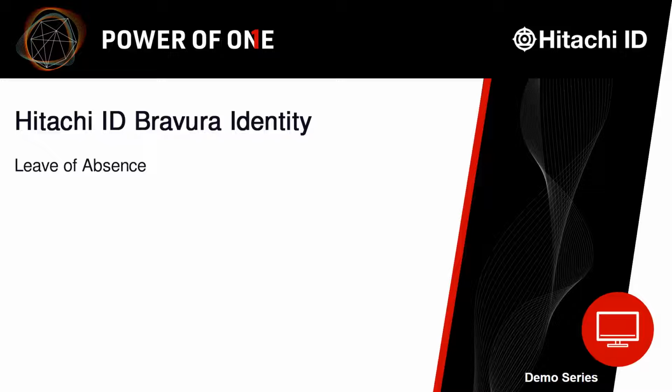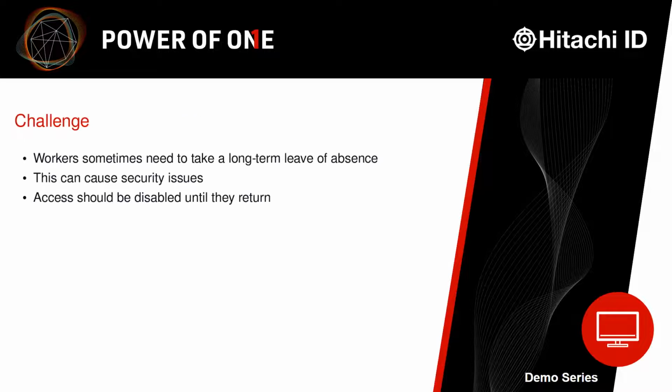This video will illustrate how a manager can initiate or schedule a leave of absence for a subordinate. Workers sometimes need to take a long-term leave of absence, for example, when they have children or need to take care of an ailing family member. This can cause security issues, since their account may be unattended for long periods of time. Access should be disabled until they return by processing a leave of absence request.